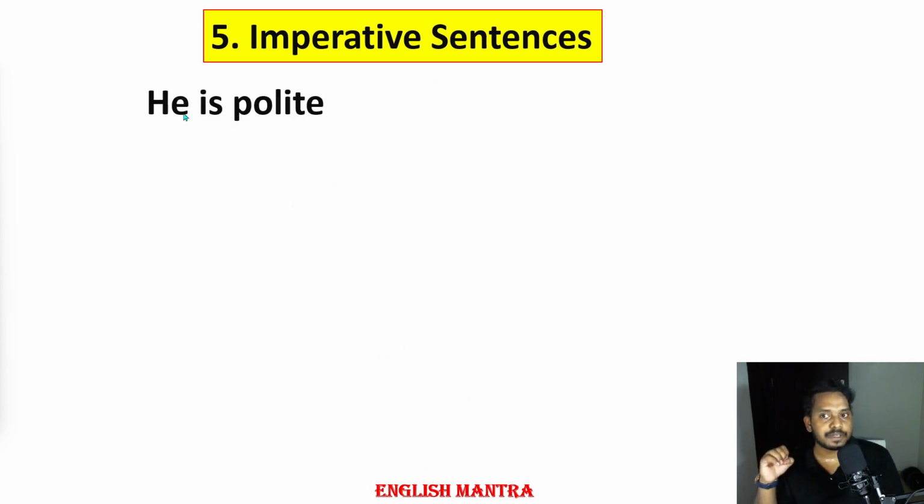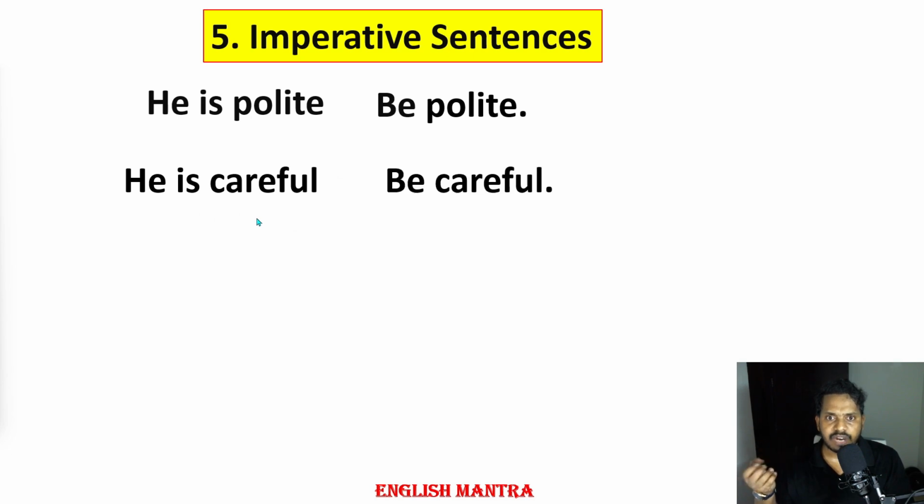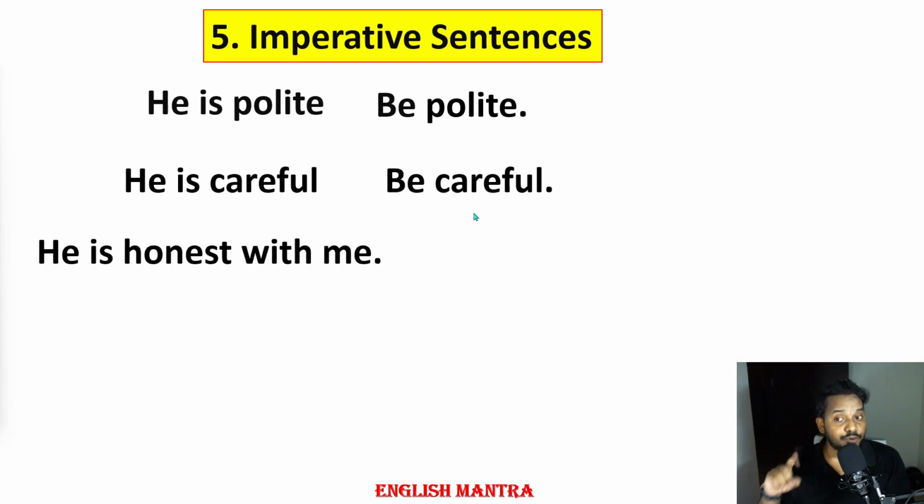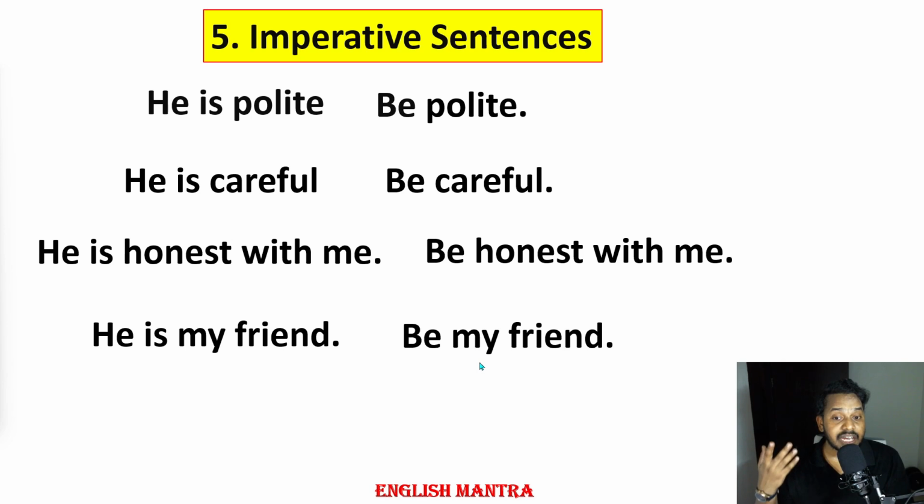See some more examples. He is polite. Remove subject, place verb in its base form. So it would be, be polite. He is polite. Atanu polite ga untadu. Be polite. Polite ga undu. We are giving some instruction. Okay. He is careful. Atanu careful ga untadu. Be careful. Careful ga undu. He is honest with me. Atanu nato honest ga untadu. Be honest with me. Nato honest ga undu. He is my friend. Atanu na friend. Be my friend. Na friend ga undu.